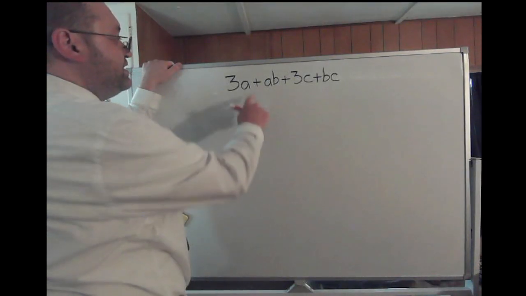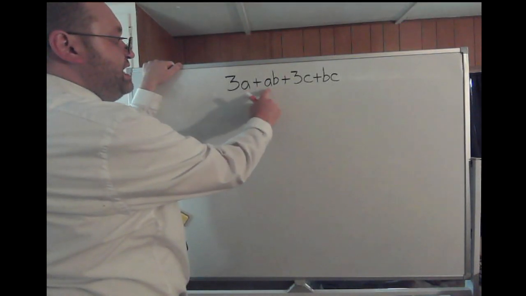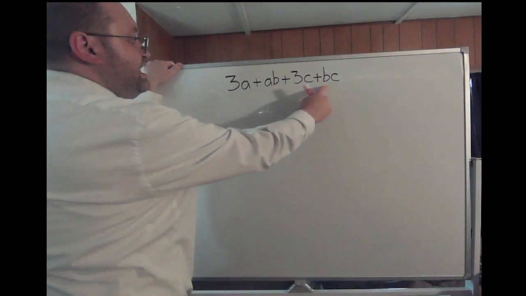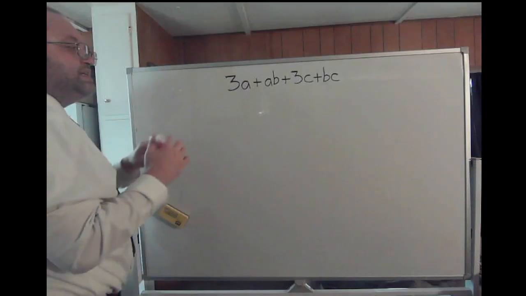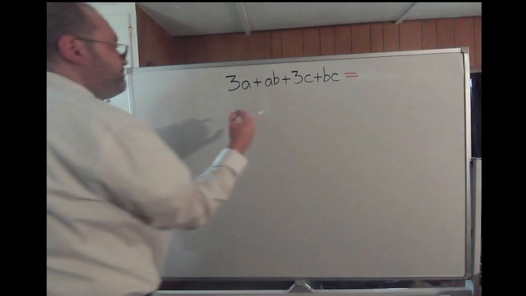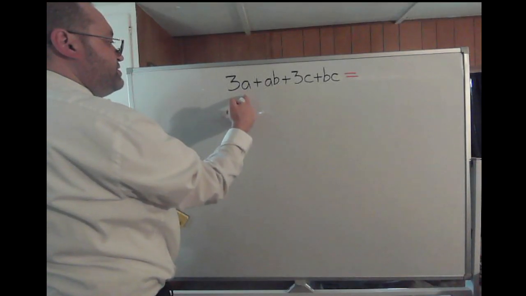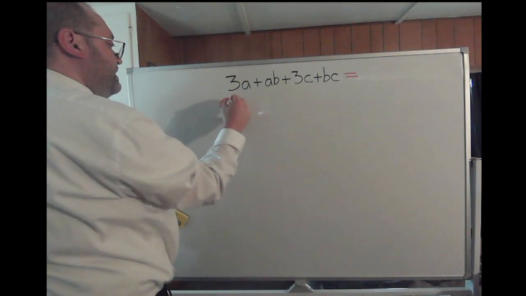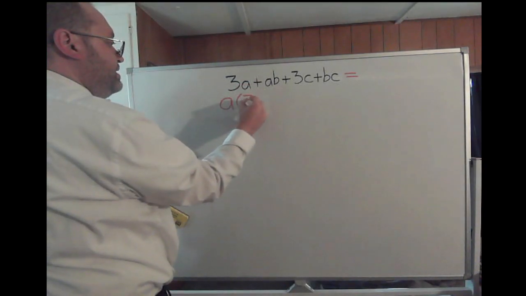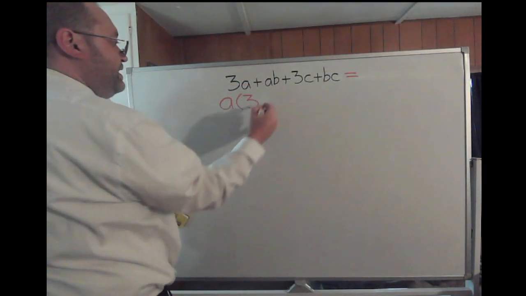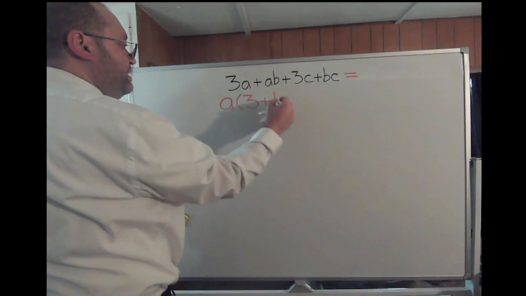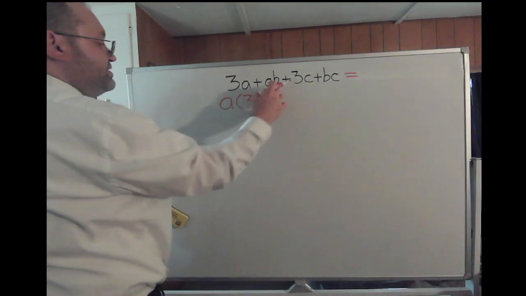Well, if we look at the first two terms, you notice they have a common a that factors out. Then if you look at the last two terms, they have a common c that factors out. So why don't we take this particular expression two terms at a time? If we take the first two terms, you can factor out an a. A times what equals 3a? Well, that'd be 3, because a times 3 equals 3a. Plus a times what equals ab? Well, that'd be b, because a times b equals ab.